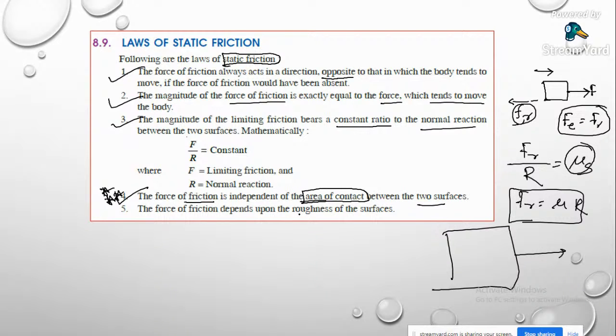Fifth point: the force of friction depends upon the roughness of the surface. This is a very genuine thing, I think you can get it. If the surface is very rough, then the magnitude of friction will also be very high, because the coefficient of friction increases. That is the result.